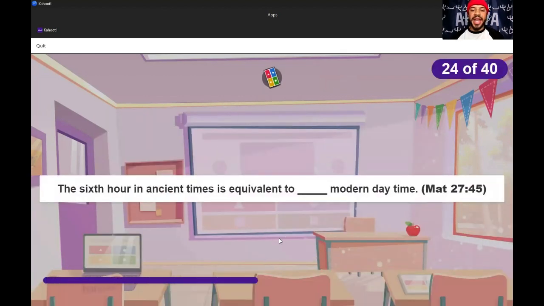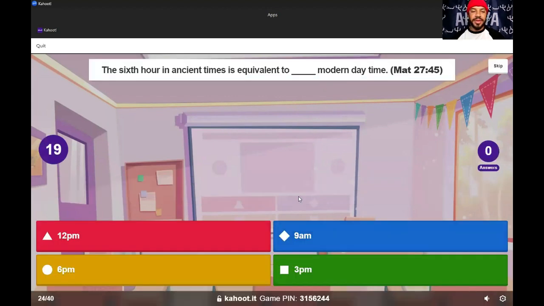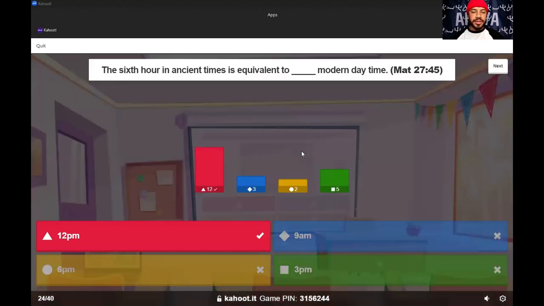The 6th hour in ancient times is equivalent to blank modern day time. The 12 p.m., 9 a.m., 6 p.m., 3 p.m. The 6th hour in ancient times is equivalent to what in modern day time? 12 p.m., 9 a.m., 6 p.m., 3 p.m. Oh, 12 p.m., midday.